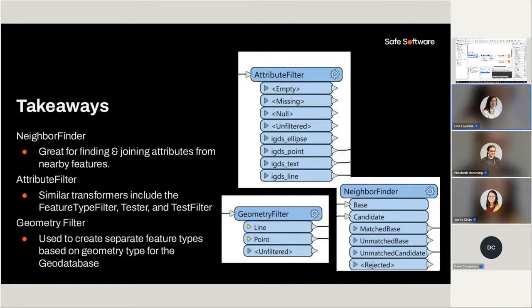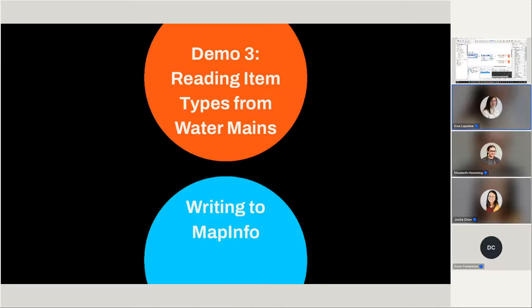Yeah, and one thing as well is that I ran into this earlier with a customer, is that you don't need to create the points for the text. In FME, text comes in with its own insertion point, so you don't need to do that as well. So that's why I didn't cover that. Okay, so on to the next demo, Jovita.